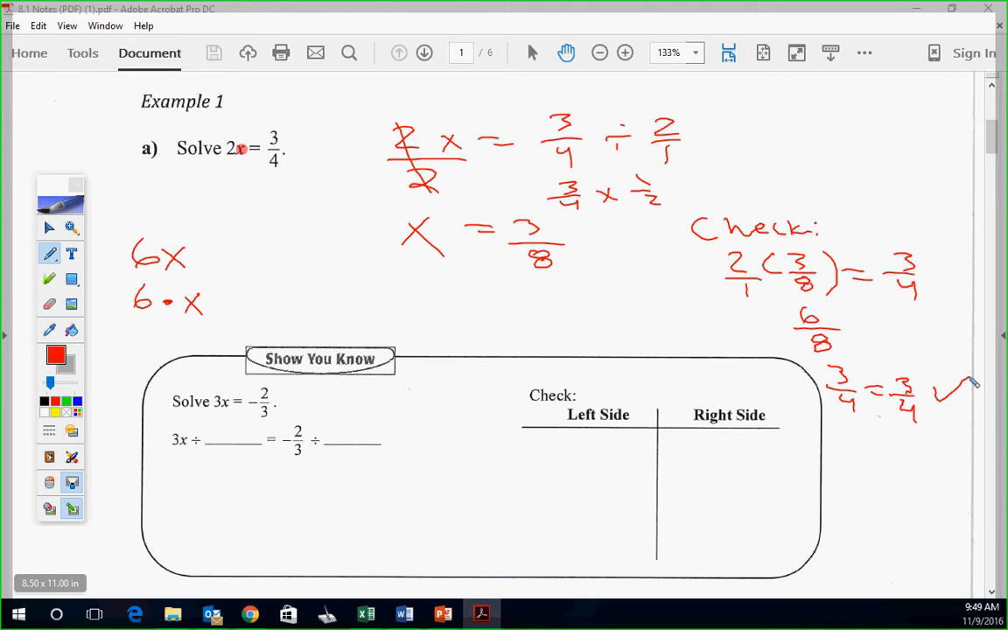Okay. Same deal here. 3x equals negative 2/3. I don't like to write on the side, but you can write it right here if you want. Divide by 3. x equals, we flip and multiply, negative 2/9. I flip the 3 to 1/3 and multiply because it's division of a fraction. Negative 2 times 1 is negative 2. 3 times 3 is 9.